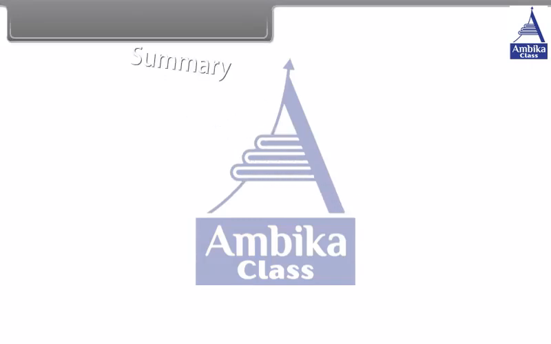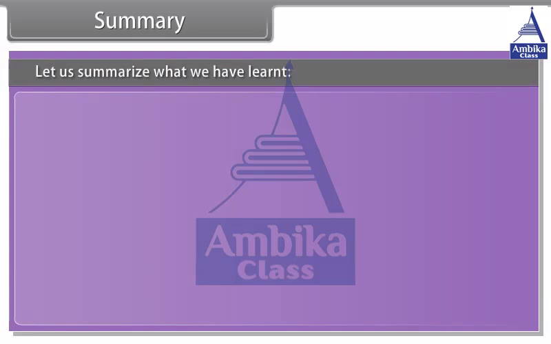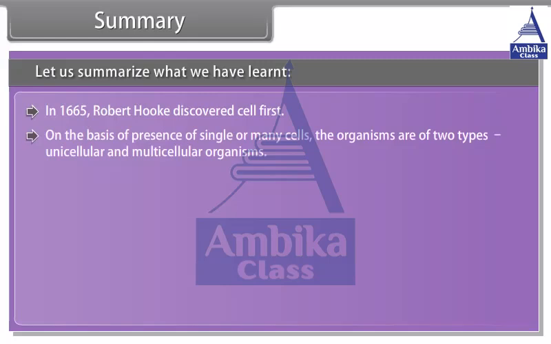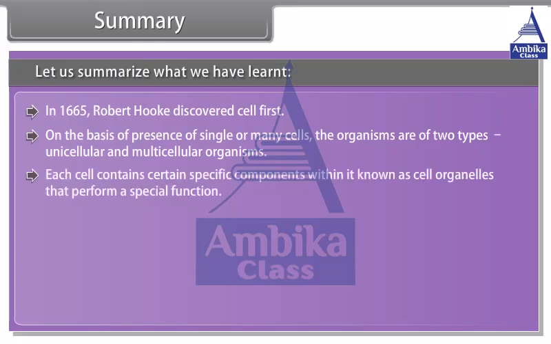Summary. Let us summarize what we have learned. In 1665, Robert Hooke discovered the cell first. On the basis of presence of single or many cells, the organisms are of two types, unicellular and multicellular organisms. Each cell contains certain specific components within it, known as cell organelles that perform a special function.